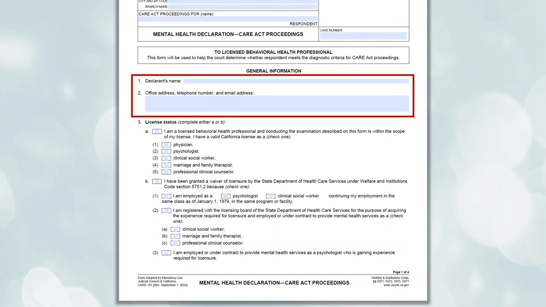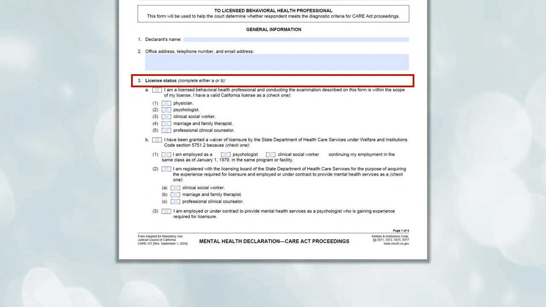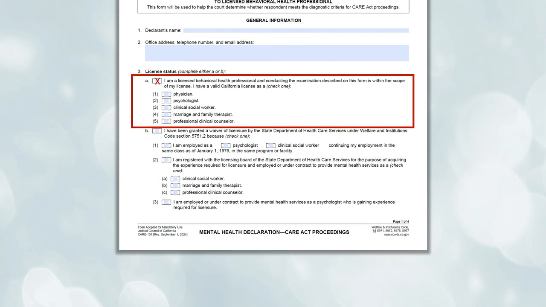In items 1 and 2, you will fill out your information, including your name, office address, telephone number, and email address. In item 3, you will select the option that best describes your license status. You should complete either option A or option B. You should check item 3A if you are a licensed behavioral health professional and conducting the examinations within the scope of your license. You should then select one of 5 options: a physician, psychologist, clinical social worker, marriage and family therapist, or a professional clinical counselor.